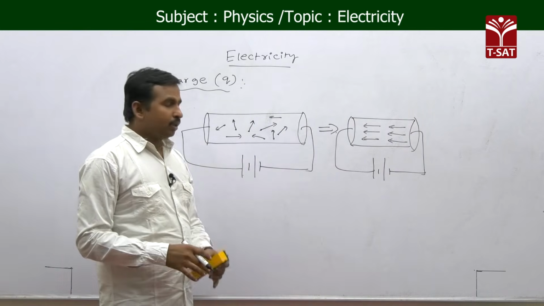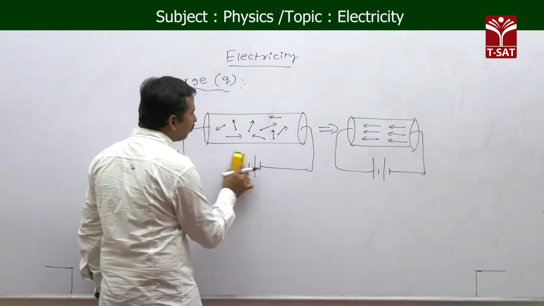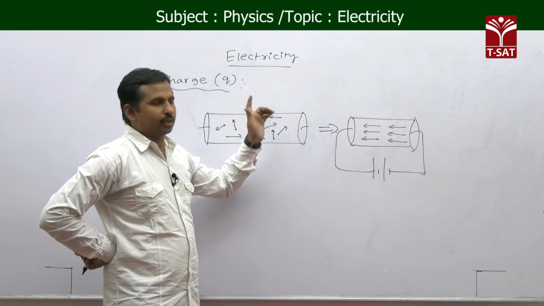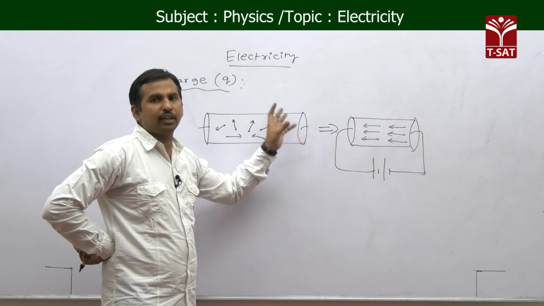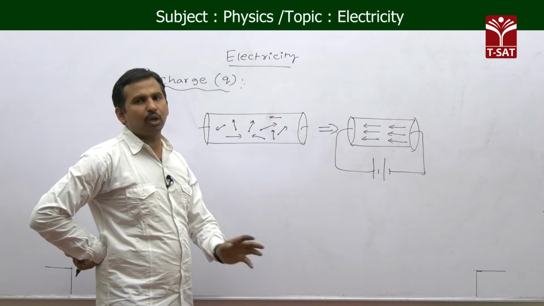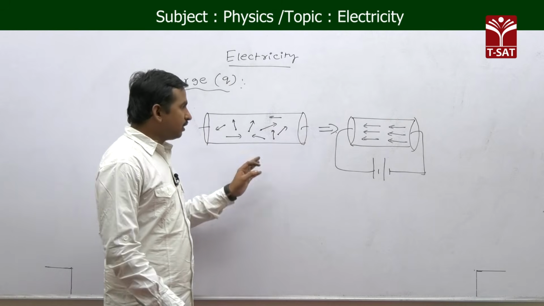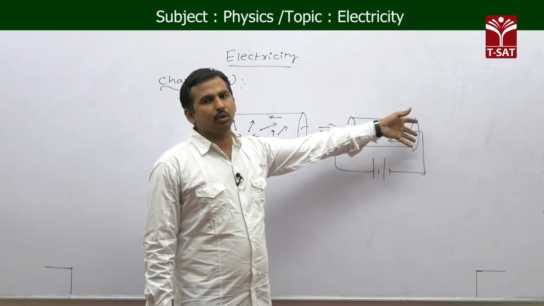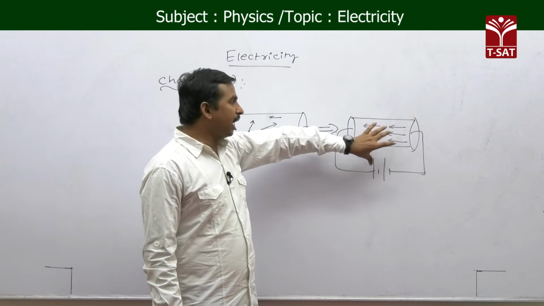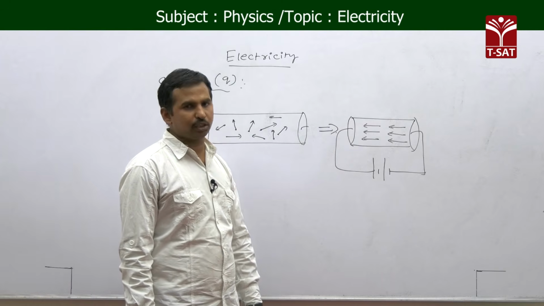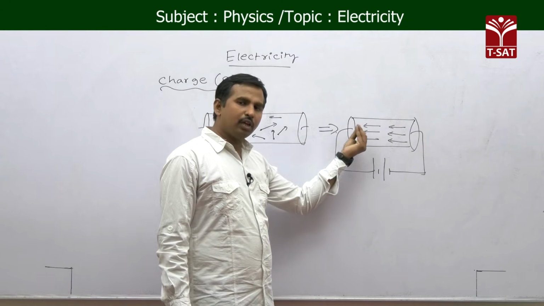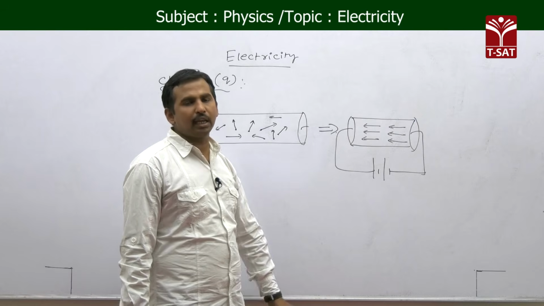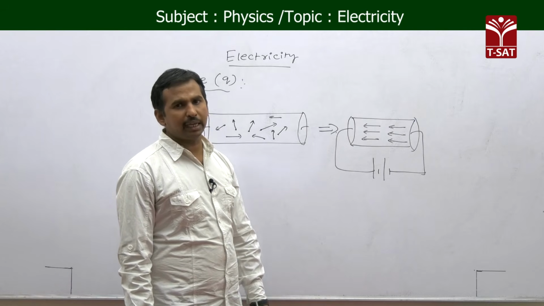See, the difference between this one and this one is that when no battery is connected, the charges are in random motion, going in different directions. So the net flow of charge becomes 0. But once you connect a battery, that battery makes the charges move in one particular direction. As the charges go in one particular direction, we have a rate of flow of charges. That rate of flow of charge only we call electric current.